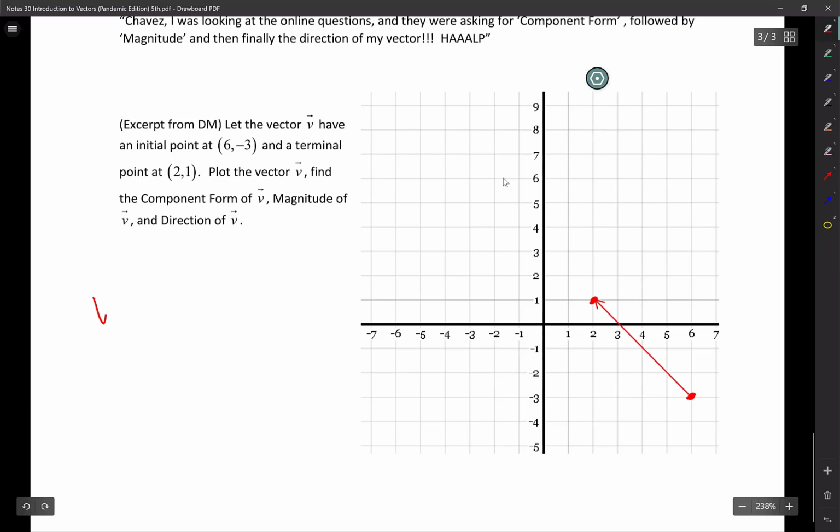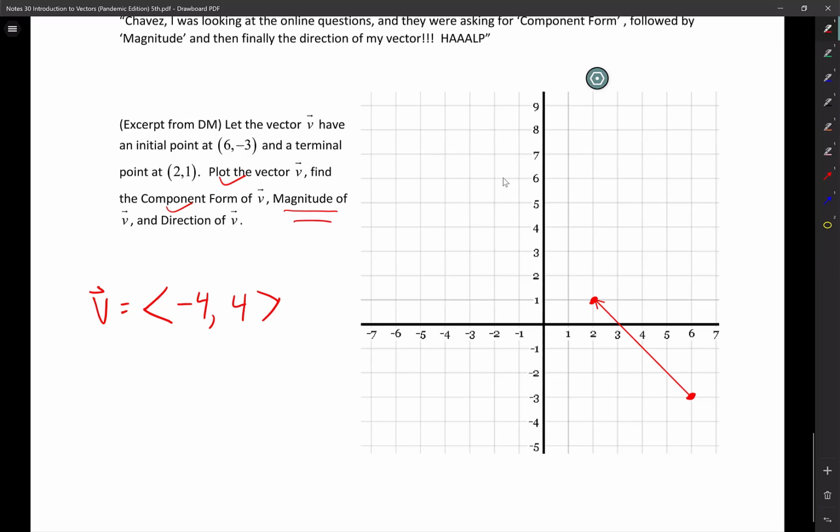So let's see, vector V. Let's see what that is. I went to the left 1, 2, 3, 4 times. So that's going to be a negative 4. And then I went up 1, 2, 3, 4 times. So 4. So I've answered my vector. I plotted the vector and I found the component form. So I've done that. Now I want the magnitude of that vector.